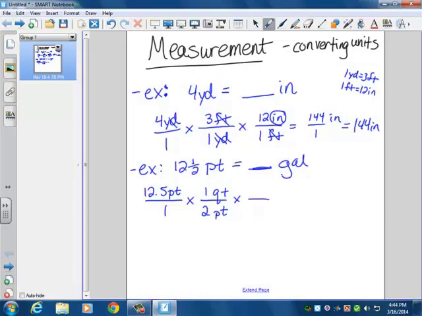Okay, now let's go from quarts to gallons, because I know that 1 gallon is equal to 4 quarts. Okay, so notice, now I'm going to go back and check.